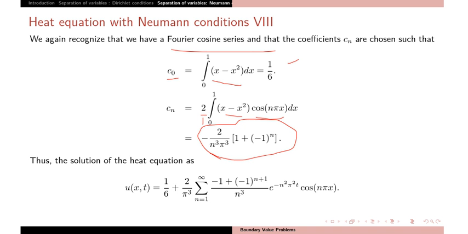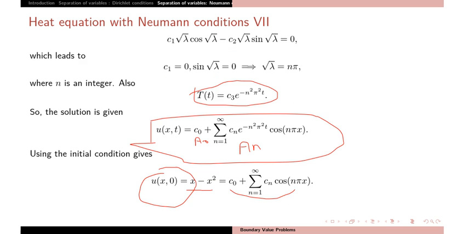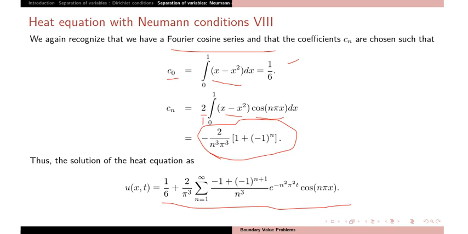And fit the answer here, and you get your solution. This is C0, and these are Cn. And this has an exponential and a cosine. So this is the heat equation with Neumann conditions.